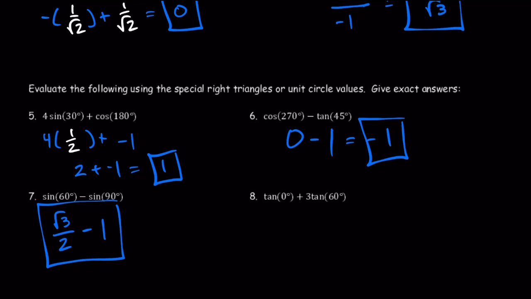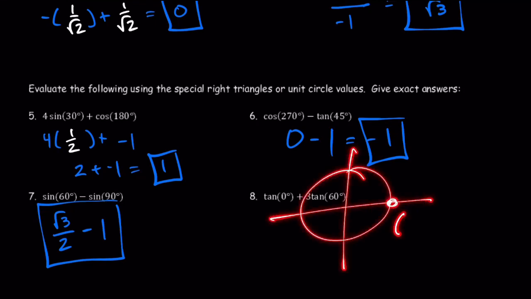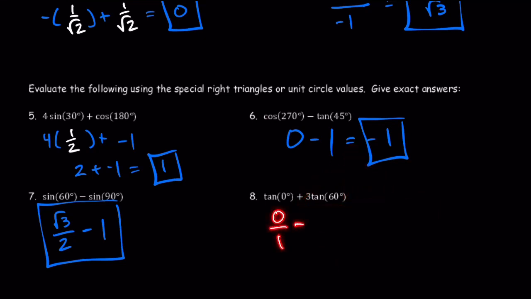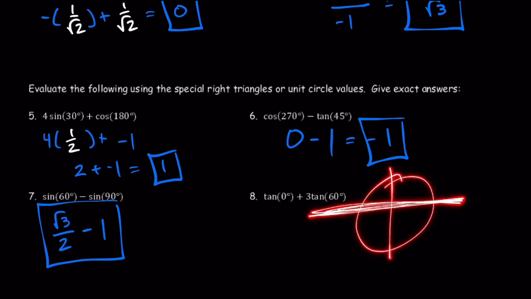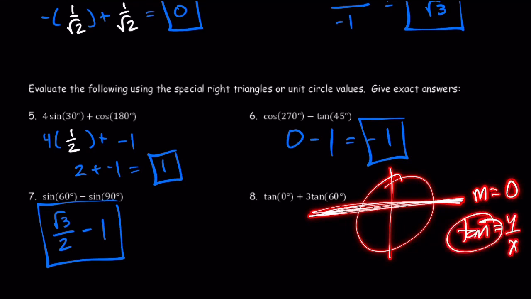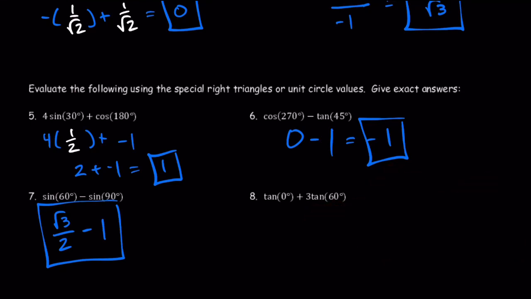Tangent of 0 plus 3 tangent 60. So there's a couple ways you can remember this. Tangent of 0. There's 0. That coordinate's 1, 0. Tangent is sine over cosine, so tangent of 0 is 0 over 1, which is just 0. The way I like to remember it is that on this right here, the slope is 0. And since tangent equals y over x, tangent is equal to the slope. So at both 0 and 180, tangent is 0. Plus 3 tangent 60, which is square root 3. I got that from the triangle. So my answer is just 3 square root 3.